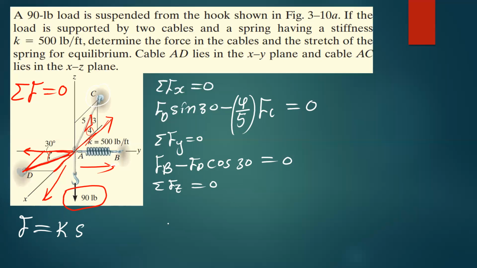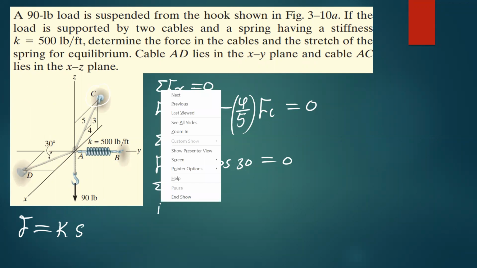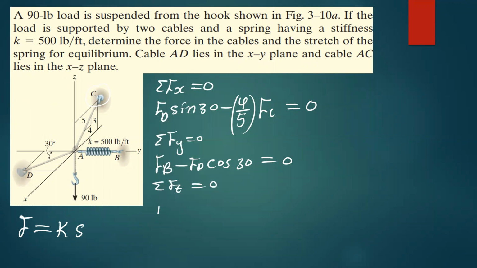So what we now have to do here is, in the z, what forces do we have? So in the z, the first one that we have is this same weight that we have, the load. The load itself there, which is 90 pounds. So 90 pounds is facing down. Of course, it's going to be negative 90 because it's facing down. So we have negative 90.